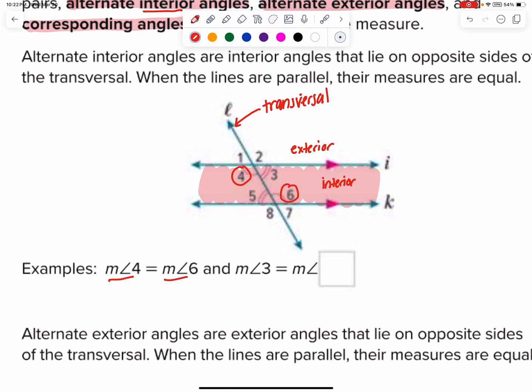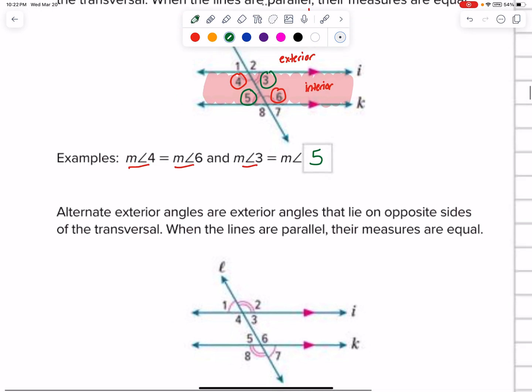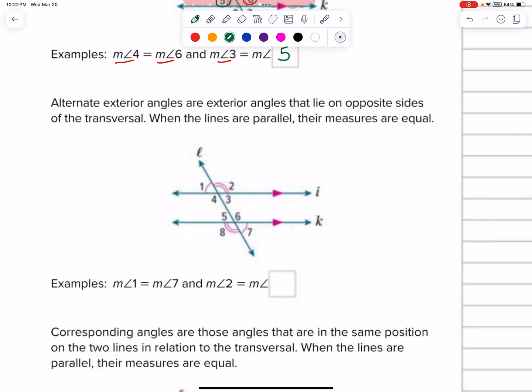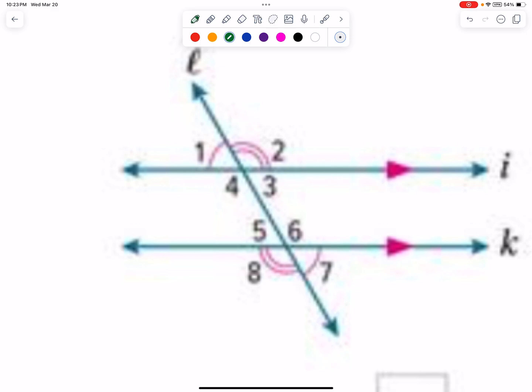And what else is equal? Well, angle 3 is equal to angle what? Good. If you thought or said 5, great job. All right, so now let's go ahead and take a look at some other things. Here are the symbols that you're going to use to say things are equal to each other.